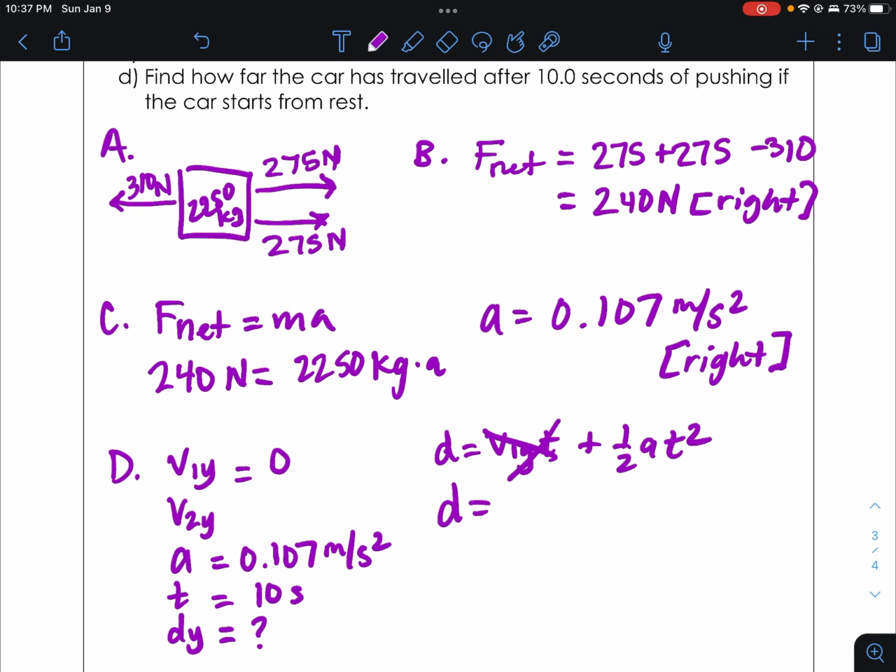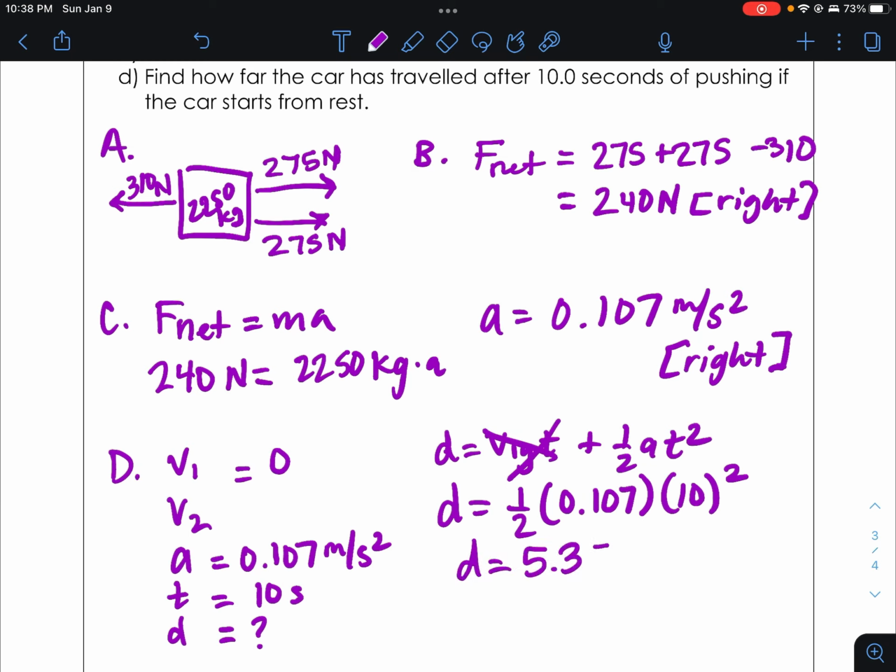And so we get d, why am I saying y? Great question. That's not y, that's x. This is all in the x direction. Screwed up there. So d equals 1/2 times 0.107 times 10 squared. d is equal to 5.35 meters. And forward is the technical direction of that.